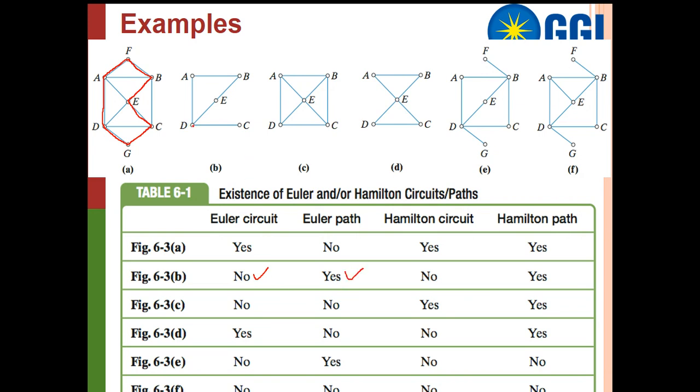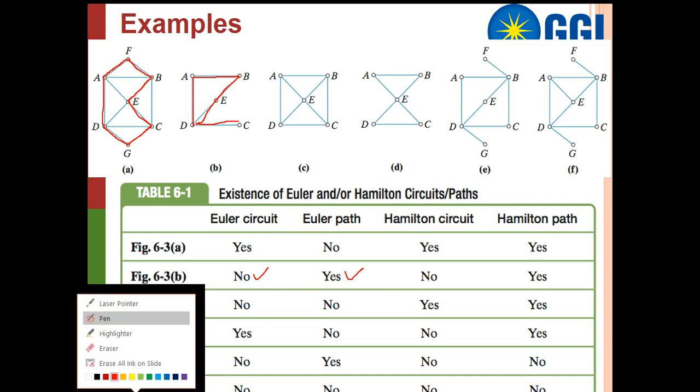Let's start from D. We go to A, then we go to B, then E, then D, and then again C. So each edge is traversed only once. So this is the Eulerian path. So let's see whether this has a Hamilton circuit or not.